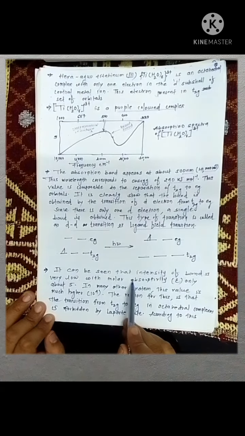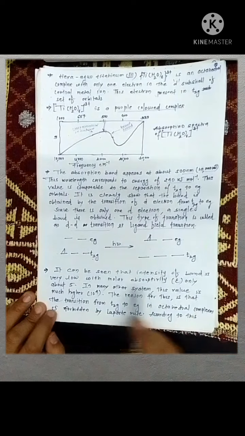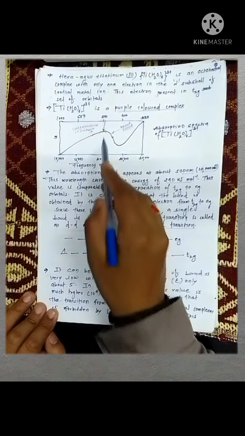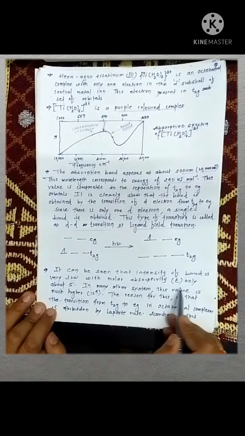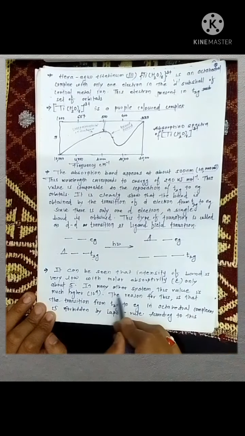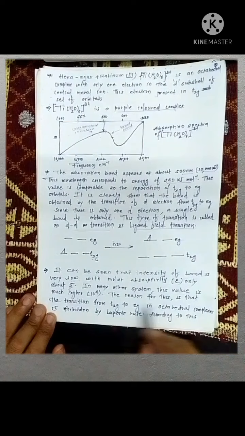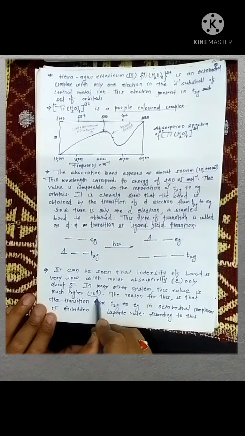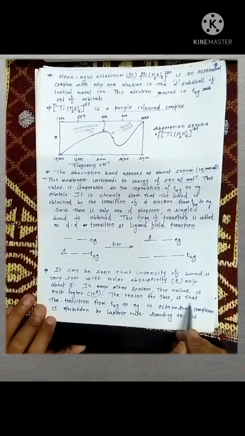Now it can be seen that the intensity of the band is very low, with molar absorptivity epsilon having a value of about 5. In many other cases this value is much higher, that is 10 raised to the power 4. The reason for this is that the transition from t2g to eg in octahedral complexes is forbidden by the Laporte rule. Now what is the Laporte rule?